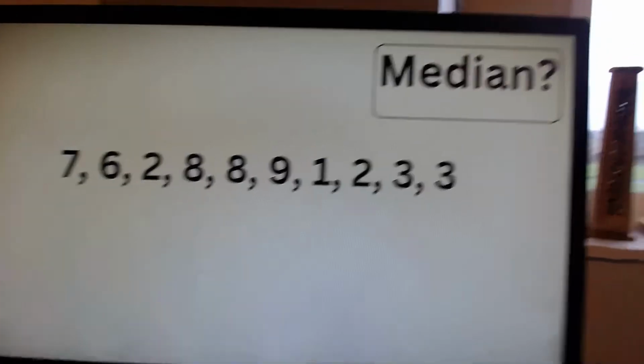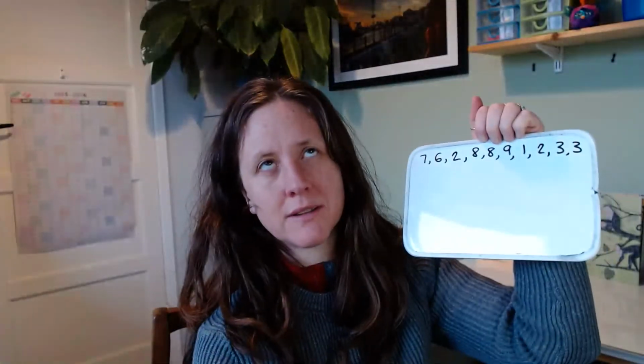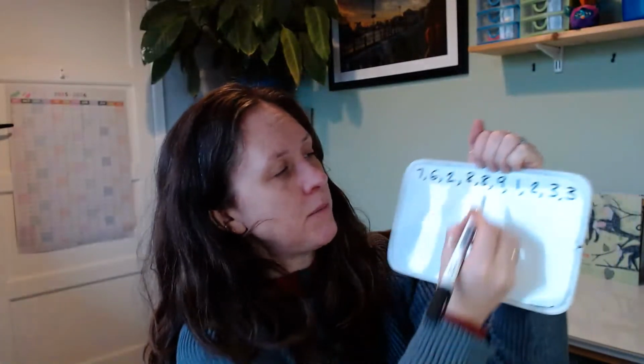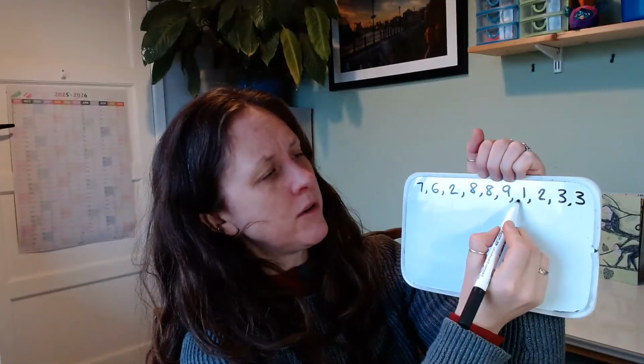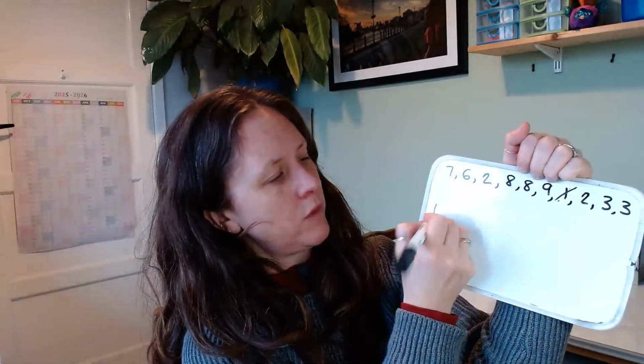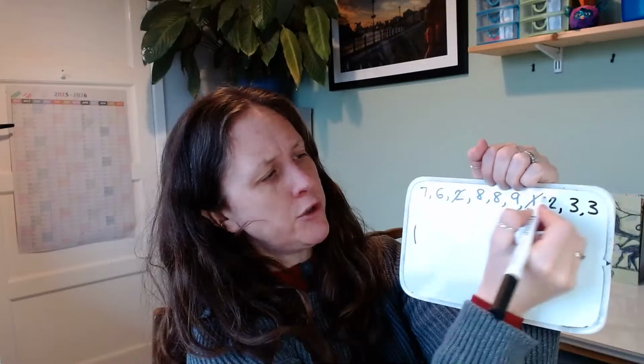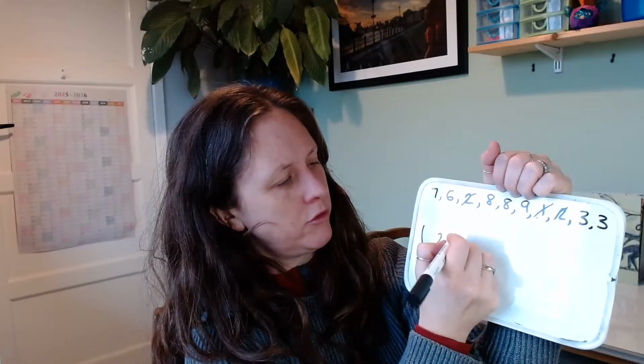Okay, so with this one again, it's not in order. So we've got to order it first. So I'm going from smallest to largest. You could do it the other way around, actually. Largest to smallest. Do it in descending order, but I'm not going to. Right, so our lowest number is 1. So I'm going to start off with 1. Then I've got 2 twice. So I'll put 2, 2.